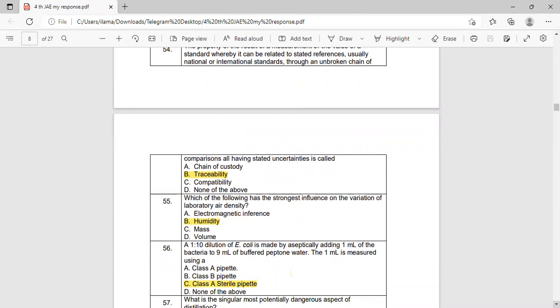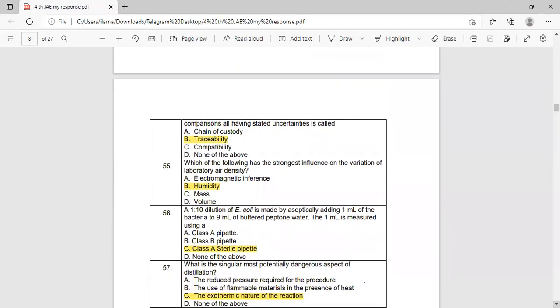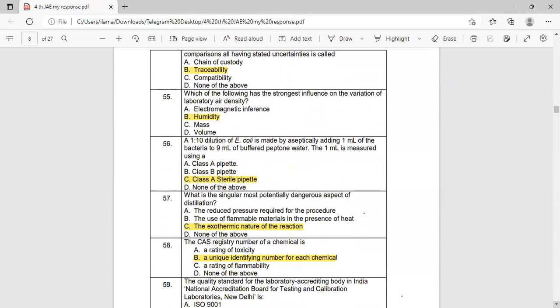Next one, the 10-fold dilution of E. coli is made by aseptically adding 1 ml of bacterial culture to 9 ml of buffered peptone water. The 1 ml is measured using a Class A sterile pipette. Next one, which of the following is the most potentially dangerous aspect of distillation? The exothermic nature of a reaction. Next, the CAS registry number of a chemical is a unique identifying number for each chemical.